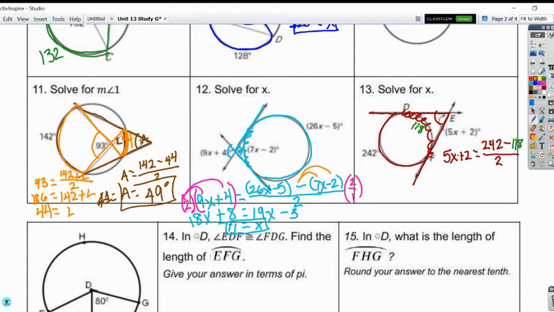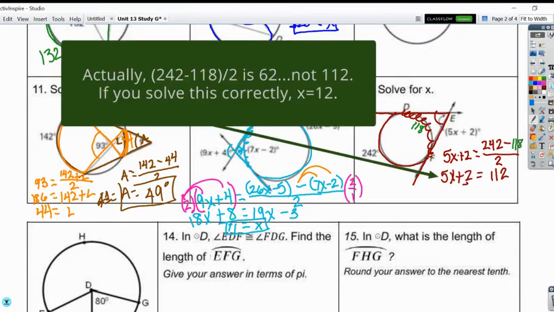When we go ahead and solve, we can do that arithmetic on the right side. It's all just numbers. 242 minus the 118. Divide that by 2, and you'd be talking about 112 equal to 5x plus 2. Subtract that 2 from both sides. And then when you get to divide both sides by your coefficient of 5, x is equal to 22.